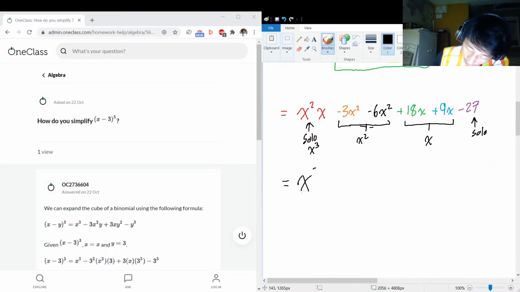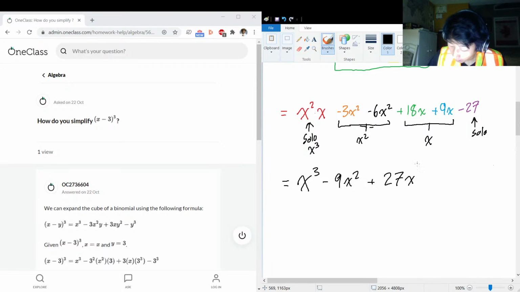Okay, so first term we got x cubed. And then let's combine our x squared terms. Negative 3x squared minus 6x squared together, minus 9x squared. Okay, next two terms, 18 plus 9, 27, plus 27x. And the last solo term we got here, minus 27. And that's it, and that's all.